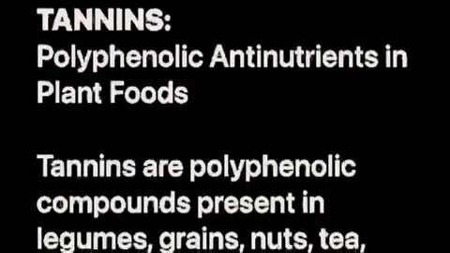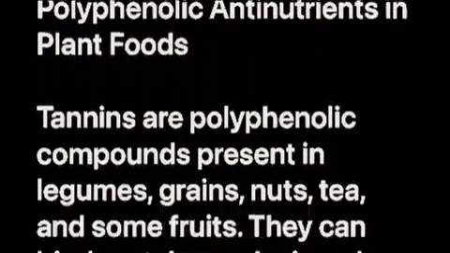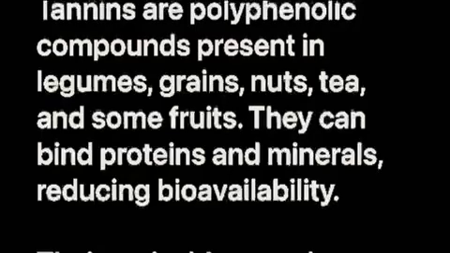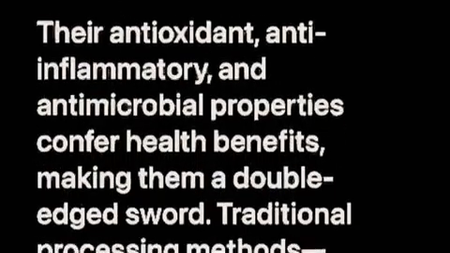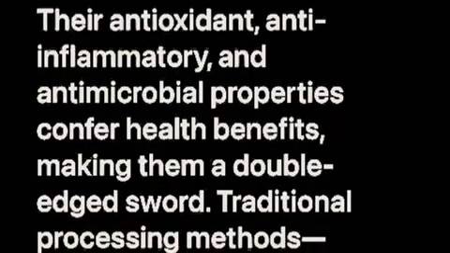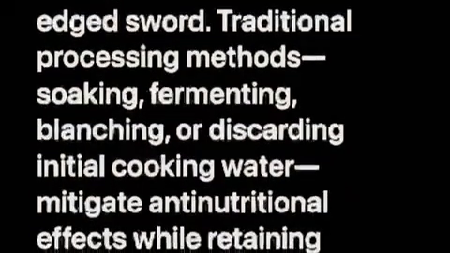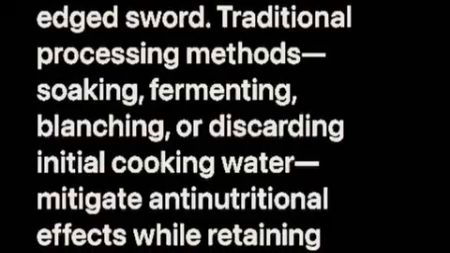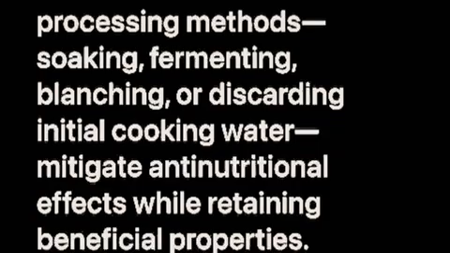Tannins, polyphenolic anti-nutrients in plant foods. Tannins are polyphenolic compounds present in legumes, grains, nuts, tea, and some fruits. They can bind proteins and minerals, reducing bioavailability. Their antioxidant, anti-inflammatory, and antimicrobial properties confer health benefits, making them a double-edged sword. Traditional processing methods, soaking, fermenting, blanching, or discarding initial cooking water, mitigate anti-nutritional effects while retaining beneficial properties.